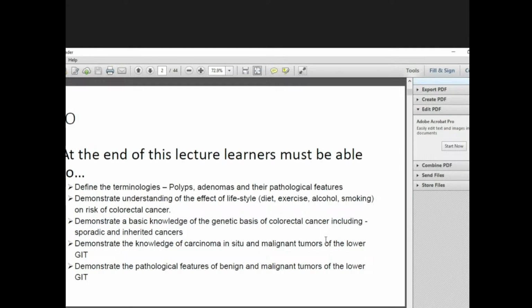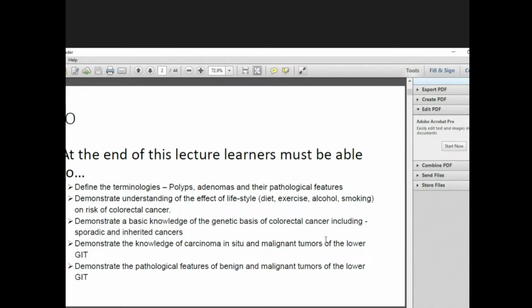features of the adenoma. Then what are the risk factors of colorectal carcinoma, especially our lifestyle, how our lifestyle can affect our colon mucosa to go into the neoplastic transformation. Then the genetic basis of colorectal carcinoma, like we need to see what is the adenoma-carcinoma sequence. Okay, then how do you differentiate between sporadic and inherited cancers.